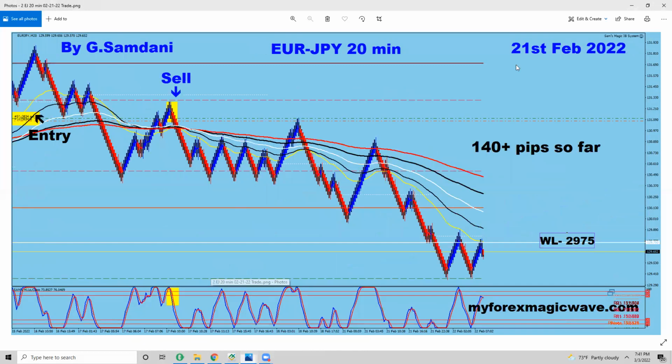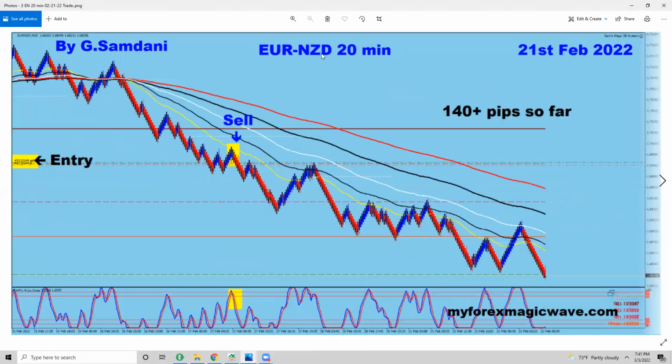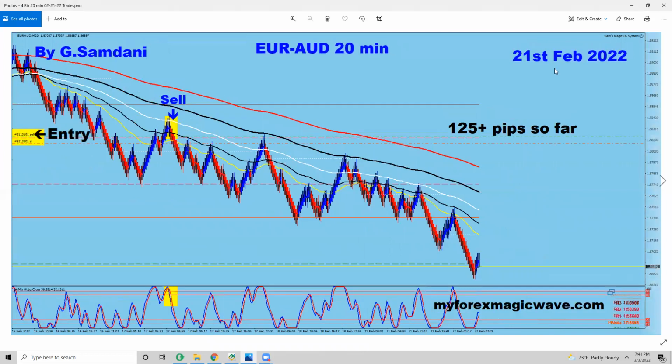So this is the last week's trades, starting from the 21st of February. Euro yen, 140 pip downside because of the euro. EUR-NZD on the 21st, down 140 pip. By the way, on all of my charts you will see the trade, the entry, and the SL moved to break even right here. On the left you can see the entry. And this one is 125 pip on the 21st.